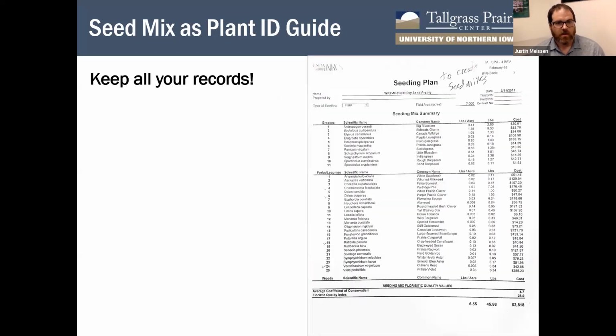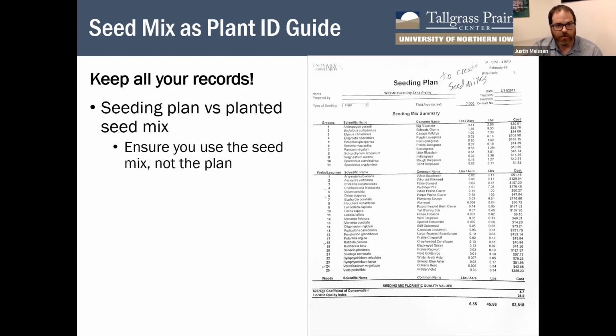So in general, lots of records about a CRP planting can help us understand what the vegetation is out there and even why it might be that way. So keep all your records. This is especially important with seed mixes.